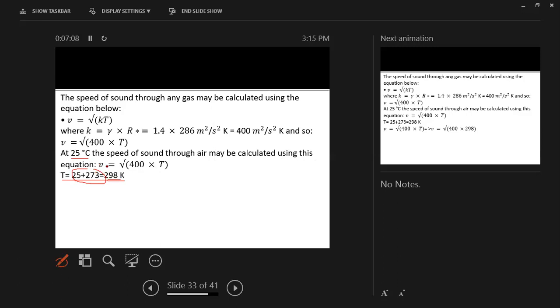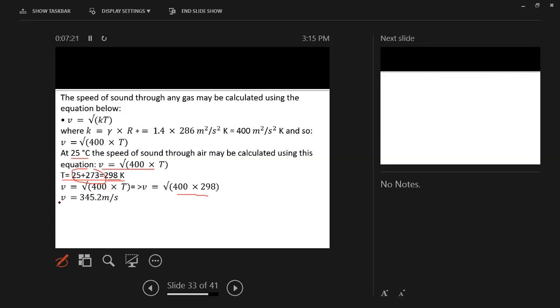So now let's put what we have in this formula. So the square root of 400 times 298. You have to multiply these two, and when you take the square root, you are going to find the speed of sound at 25 Celsius: 345.2 meters per second.